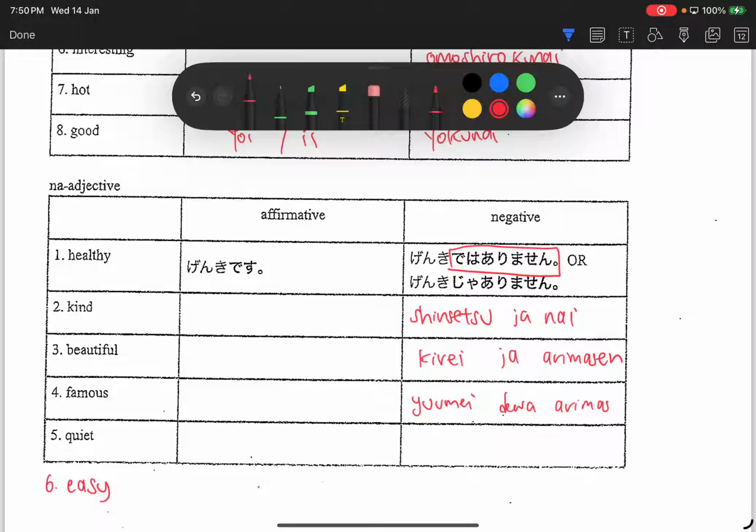Very good. And then, yes, Serene? Okay, sorry, I mean Cecilia. Shizuka desu. Shizuka de wa arimasen. Okay, I have a last one, easy.